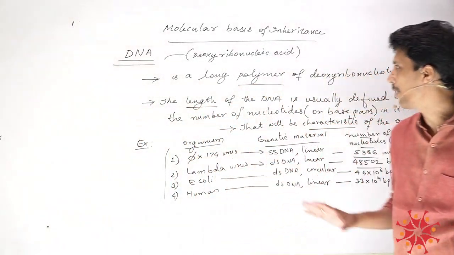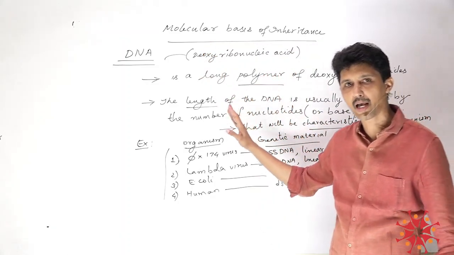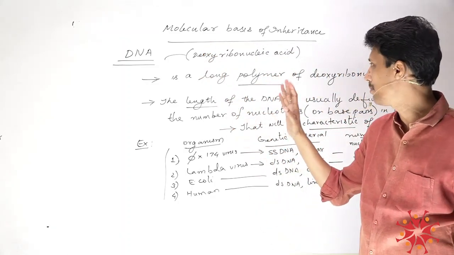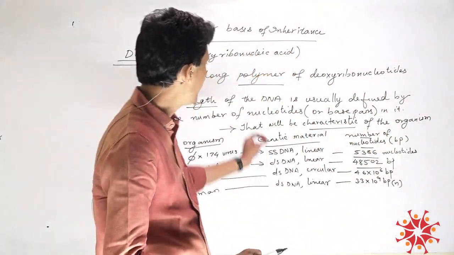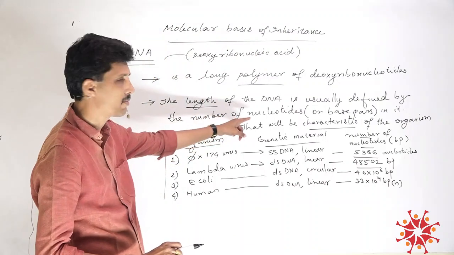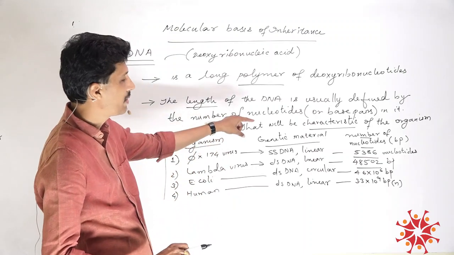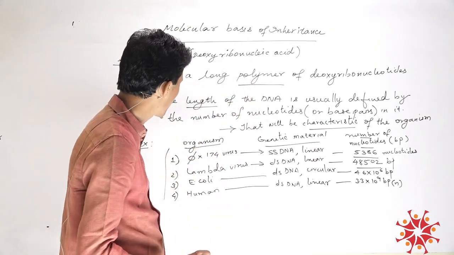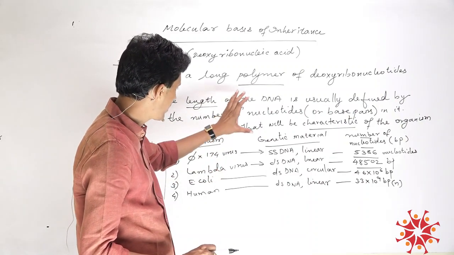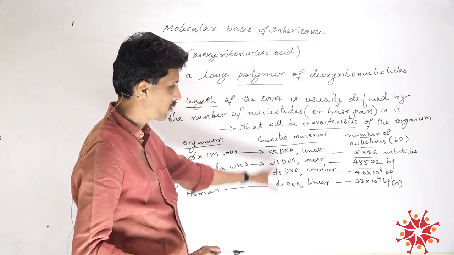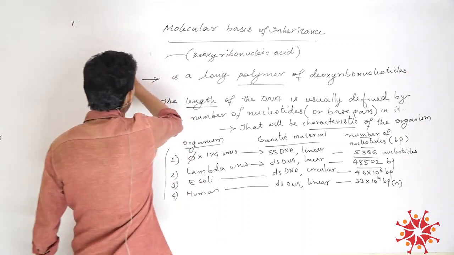So this is what we have discussed: DNA, deoxyribonucleic acid, long polymer of deoxyribonucleotides. The length of the DNA defined in terms of number of nucleotides or base pairs present in it will be the characteristic of that organism. And for these 4 organisms, you have to remember their genetic material and the number of nucleotides. Next.